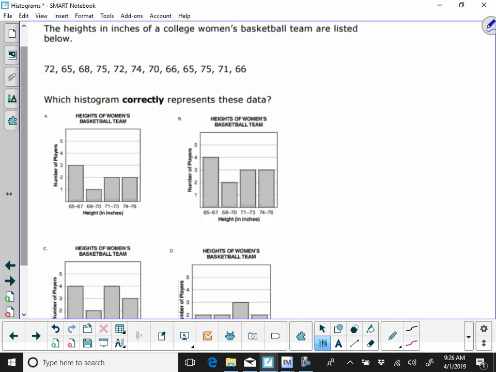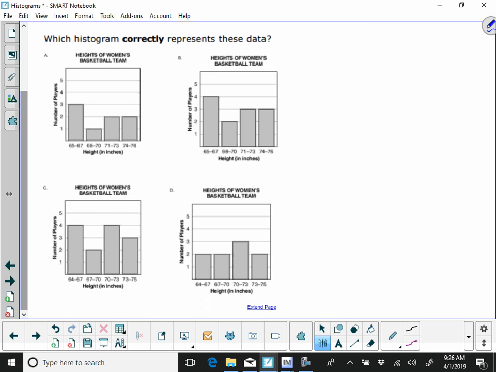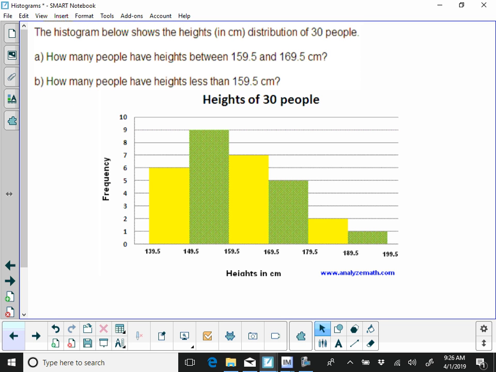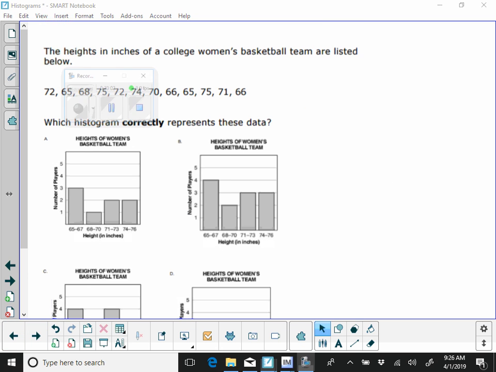Okay. So like for instance, you would just go through and look at your numbers and see which one of these matches that set of data. I'm not going to do that right now so that we can finish our worksheet so we can take our quiz. But that's the type of question that will be on your EOC. Or stuff like this, which is actually asking questions about the histogram itself. Okay? All right, put that away.